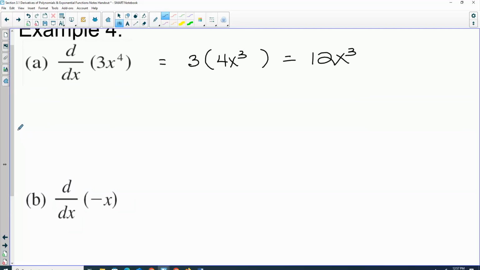B, derivative of negative x. So this is like a negative 1x. So it's negative 1 times the derivative of x. Another way to think about it, this is like x to the 1st, right? If you do the power rule, the 1 comes down, x. If you subtract 1 from the power, it's now to the 0 power, right? Anything to the 0 power is 1. So you get negative 1 times 1, which is negative 1.